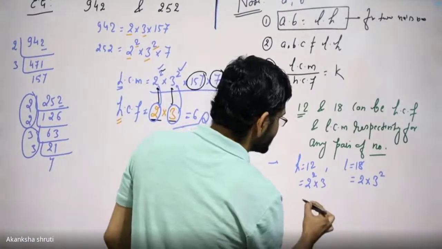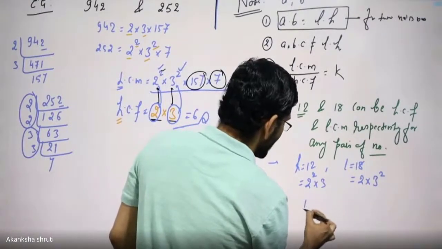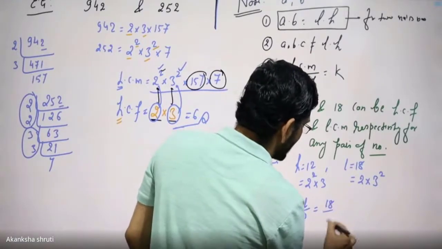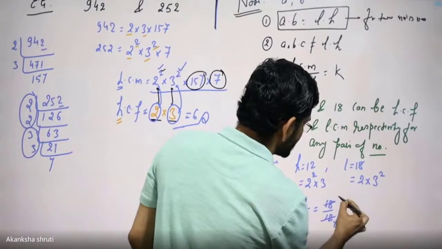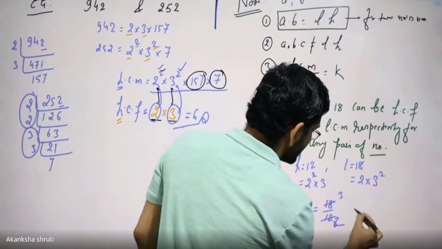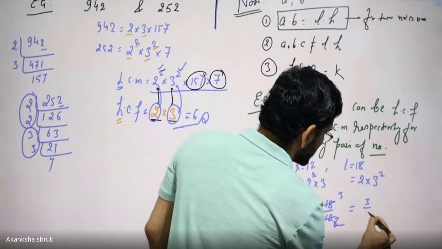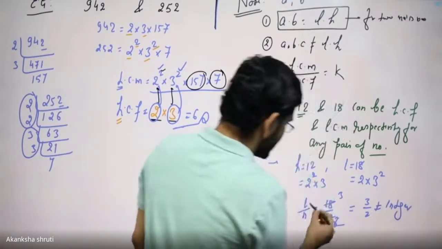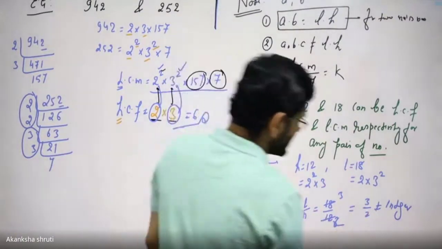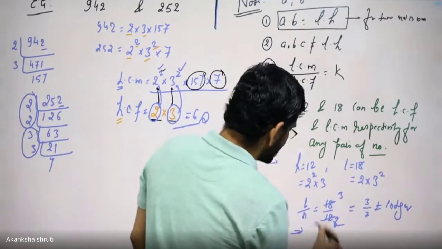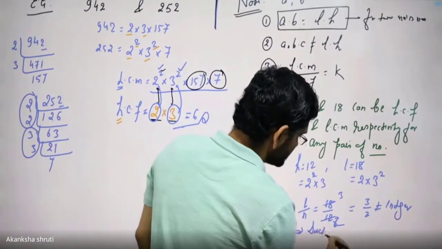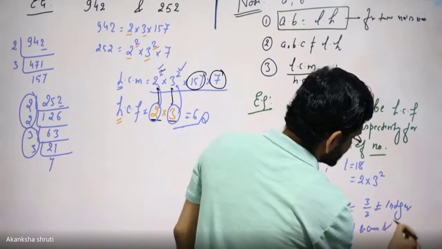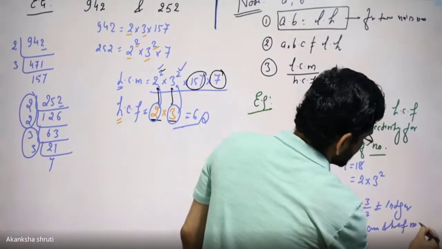Or the other way is, you go for dividing this LCM by the HCF, it should be an integer. So 18 by 12, 6 is cancelled. So it is 3 by 2, which is not an integer. So wherever the ratio of LCM and HCF is not an integer, this implies such a pair of LCM and HCF is not possible.